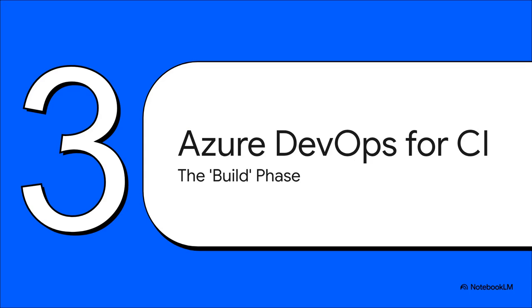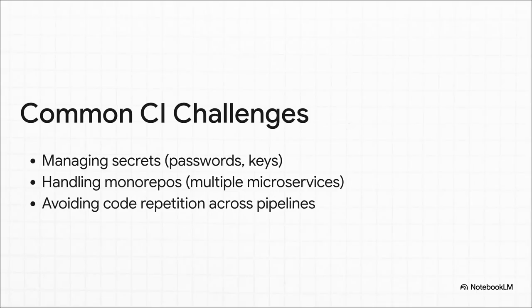And that brings us to the other half of the whole equation, continuous integration, or CI. This is the whole build and prepare part of the process, and it's where a platform like Azure DevOps comes in as the perfect partner for Argo CD. Because look, as soon as you start doing this stuff at a real production scale, you run into some tough challenges. You absolutely cannot check passwords into your code.